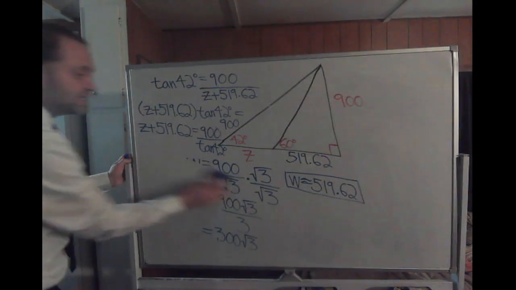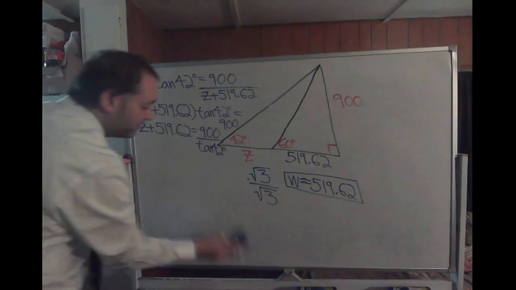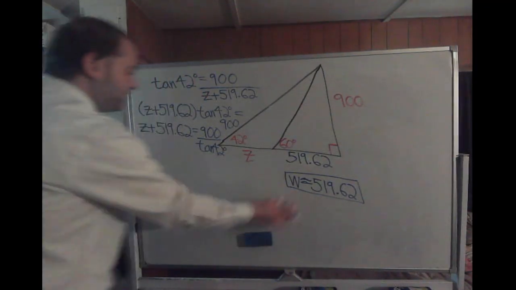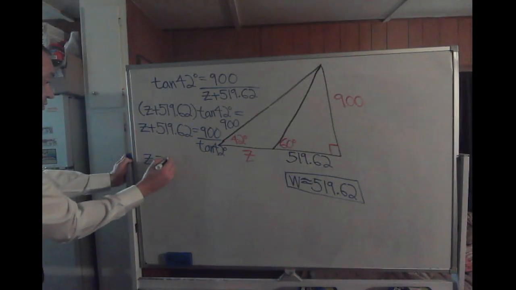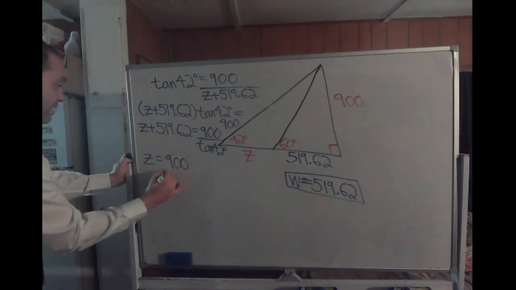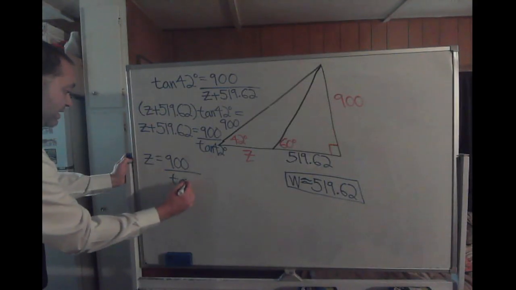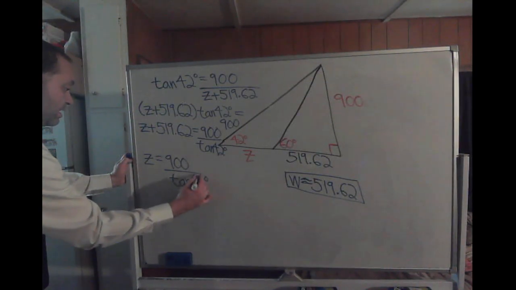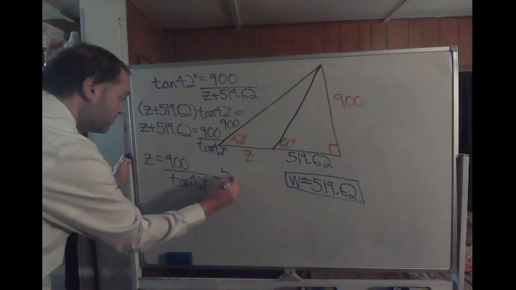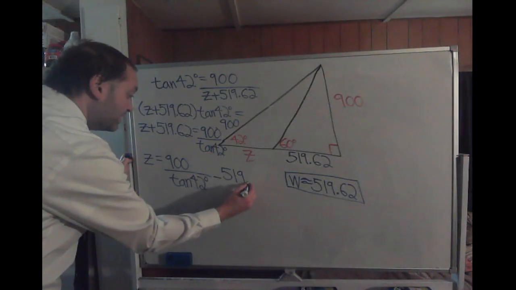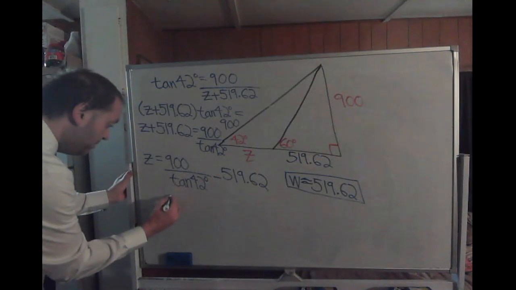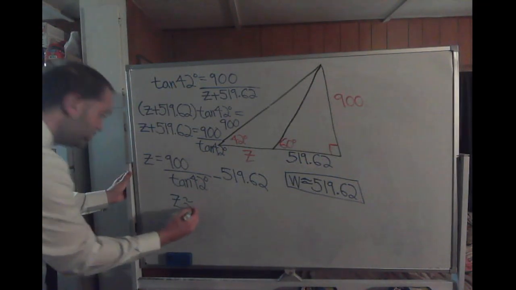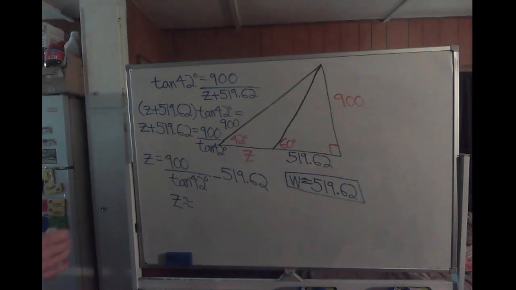You know what? I think we got W well enough now. Let's erase that. Everybody got W. I'll just leave that up there. And then that means Z is going to equal 900 over the tangent of 42 degrees minus 519.62. So that's looking a little bit hideous, isn't it? We do the math, we should get a decimal approximation to two decimal places. So let's go ahead and do just that real quick.